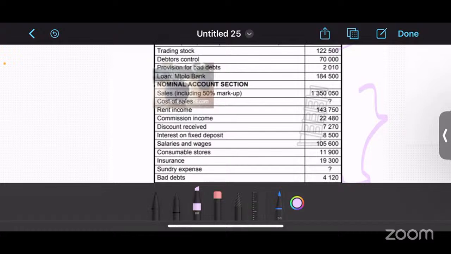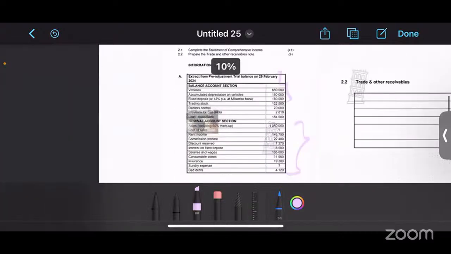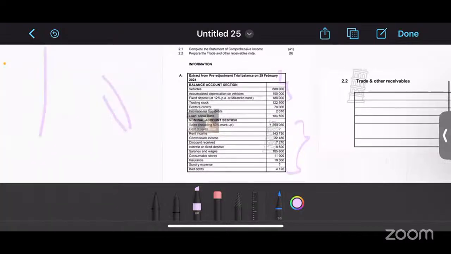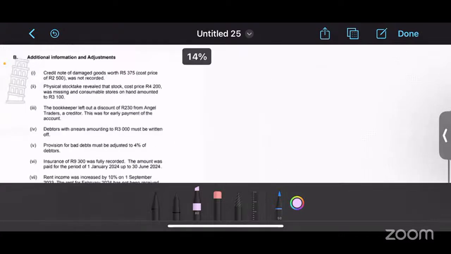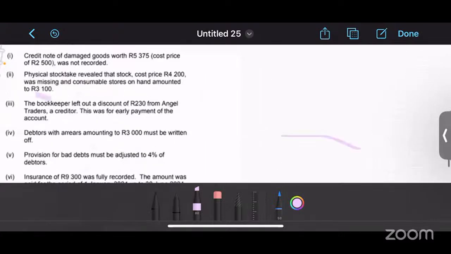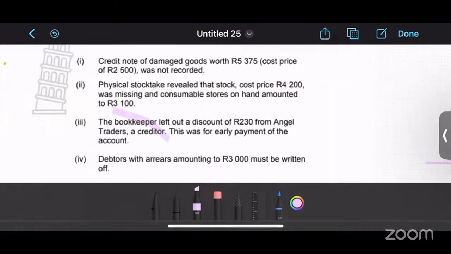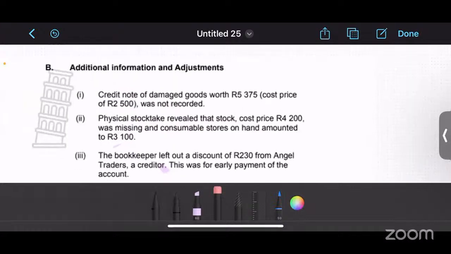And let's go. What do we have? We have additional information here. Additional information adjustment says, the first one says credit note of damaged goods worth 5,375, and then the cost price of 2,500 rand was not recorded.